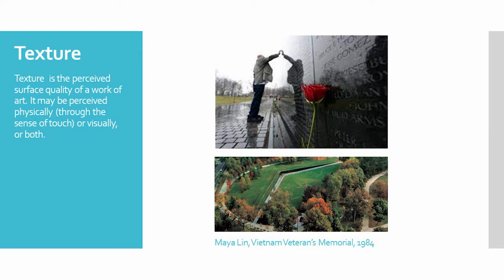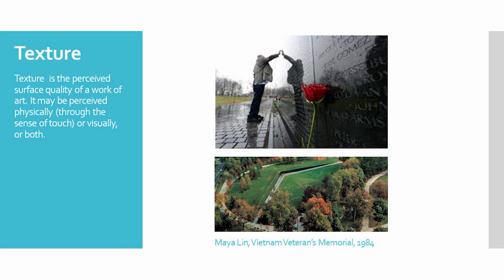Okay, now we're at our final element of art, texture. Texture is the perceived surface quality of a work of art. It may be perceived physically through the sense of touch, or visually, or both.